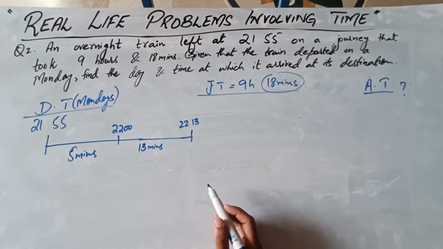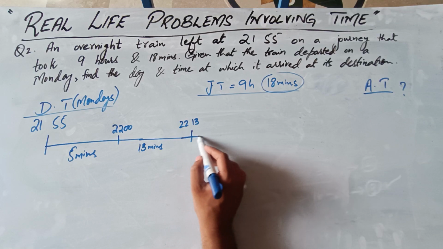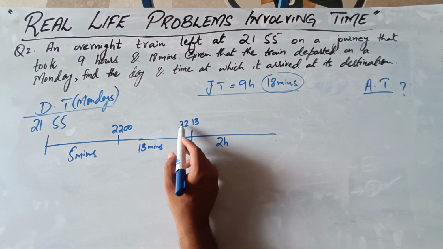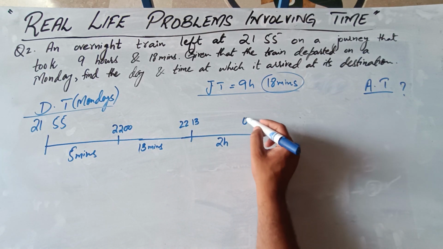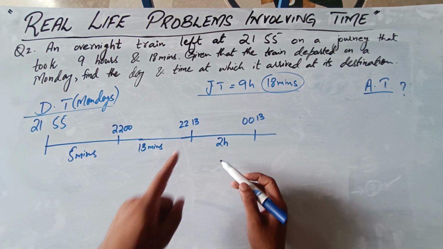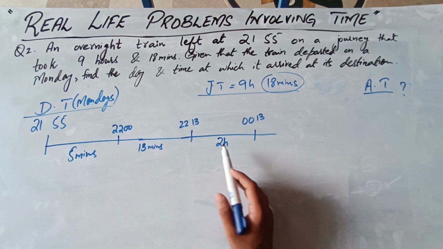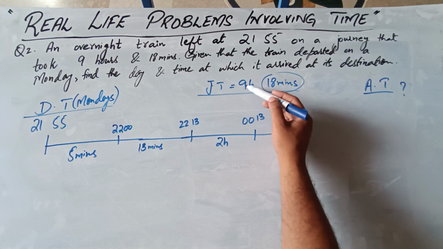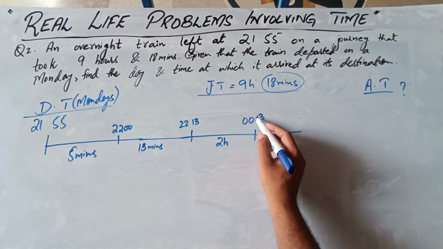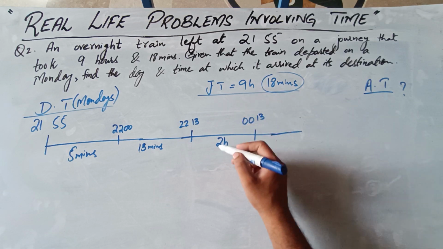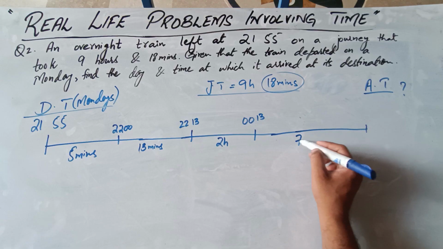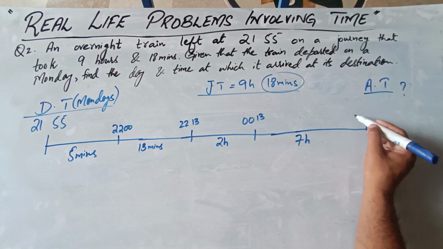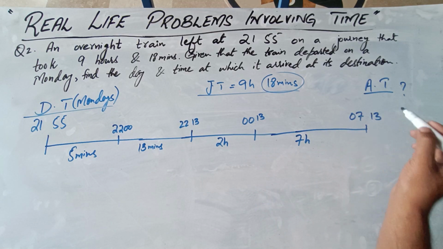Now we have to add 9 hours. Again, in order to avoid confusion, we are making chunks. When we add 2 hours to 22:13, we would be at 00:13, because 22 plus 2 is 23, 24, and instead of 24 we write 00. So 00:13. Now from 9 hours, 2 hours have been consumed and we are standing at this time. Now 9 minus 2 is 7 hours left. So now we are adding 7 hours over here. So we would be at 07:13.